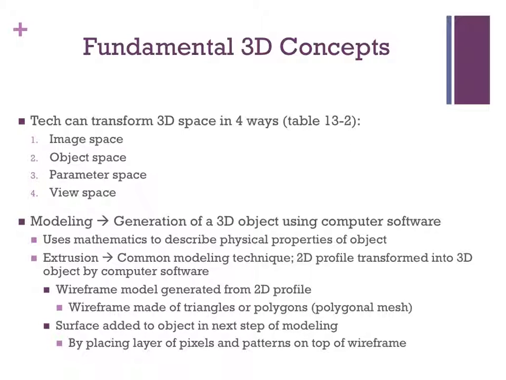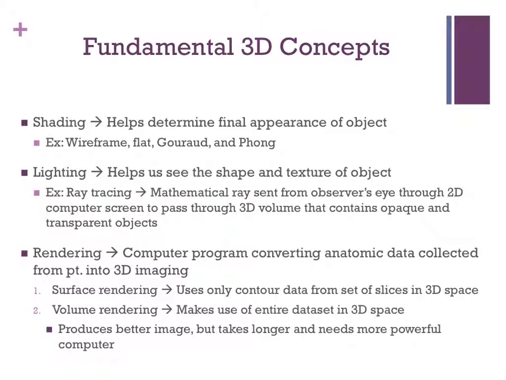In the next step of modeling, a surface is added to the object by placing a layer of pixels and patterns on top of the wireframes, and the tech can usually control the different attributes of the surface. Shading and lighting also add a sense of realism to a 3D object. Shading helps determine the final appearance of the 3D object, and in shading there are several algorithms that are used, and each of them has their own set of disadvantages and advantages. Some of these include wireframe shading, flat shading, Gouraud shading, and Phong shading.